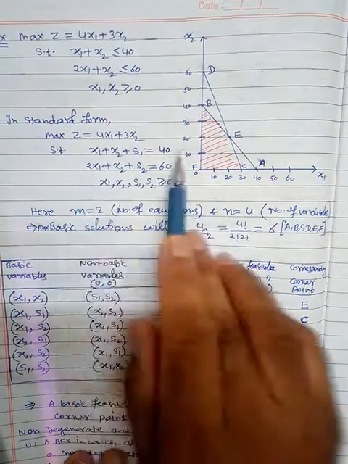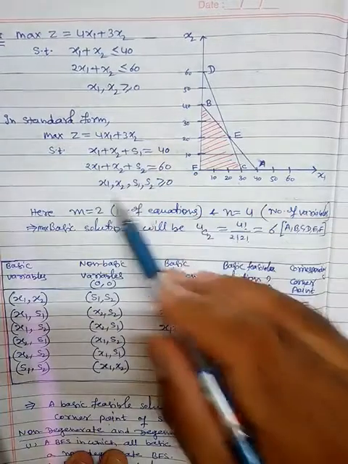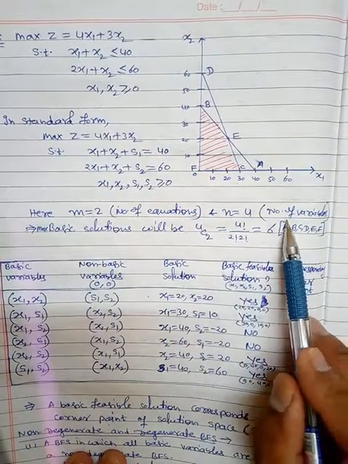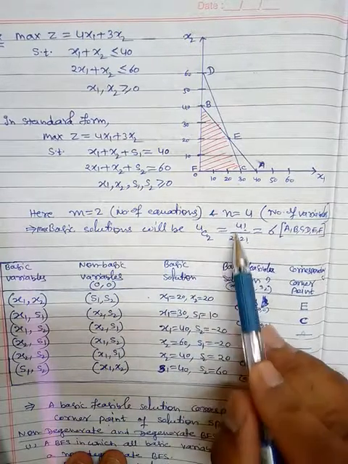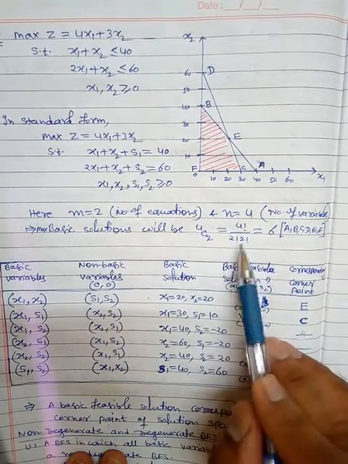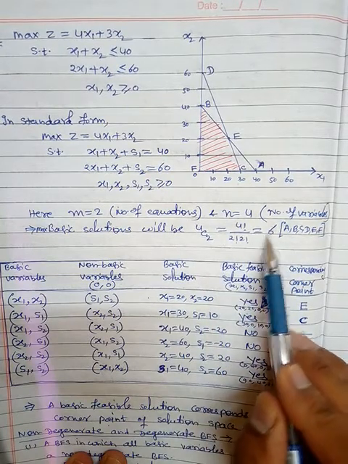So now you can see we have two equations, so m is 2. How many variables are there? 4, so n is 4. So the maximum number of solutions will be 4C2. That means factorial 4 divided by factorial 2 times factorial 2. When you solve this, we will get six corner points.